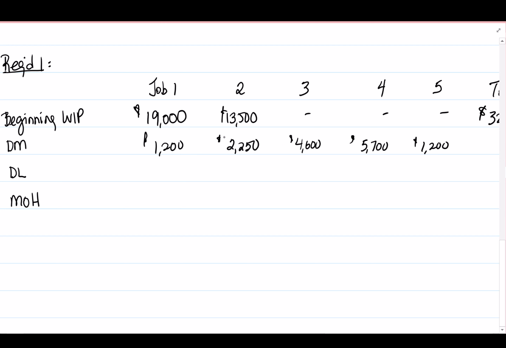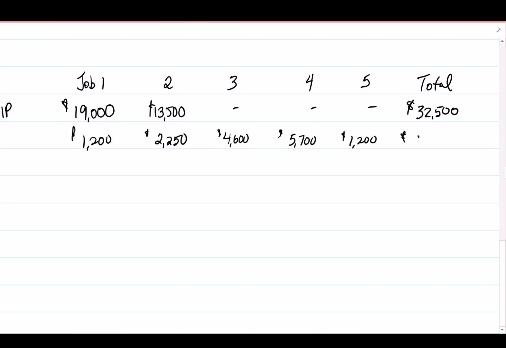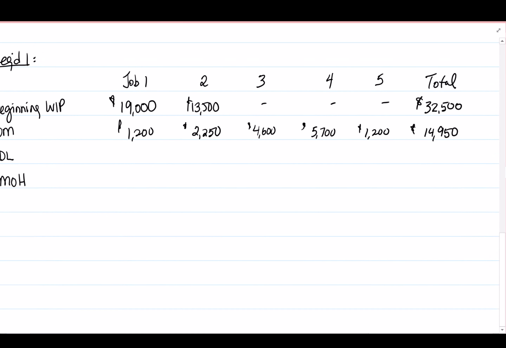So therefore the total, and they give us that, the total direct materials used in the month, $14,950. So coming out of raw materials and being used directly on a job is direct materials. You could also have coming out of raw materials and going to indirect materials, but those wouldn't be picked up here. That would be picked up in manufacturing overhead actual.